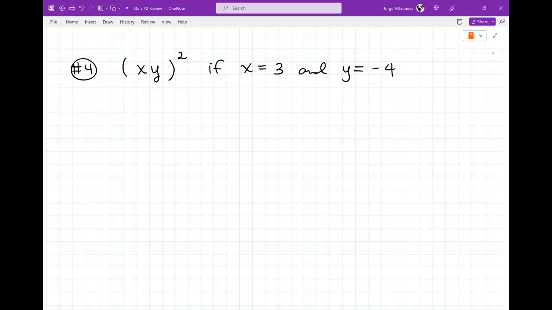All right, so we have (xy)^2. So the product of x times y, to the power of 2. X is going to be 3. Y is going to be negative 4. So I'm going to go ahead and put those numbers in. So x is 3, y is negative 4, and we're going to square it. So 3 times negative 4 is negative 12. And negative 12 squared, anybody know it? 144. There we go. Thank you.